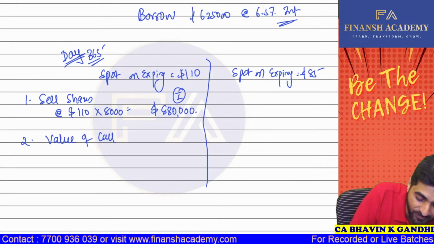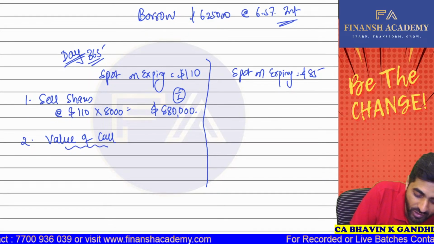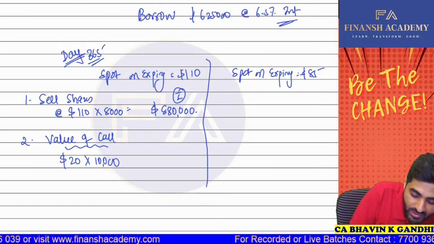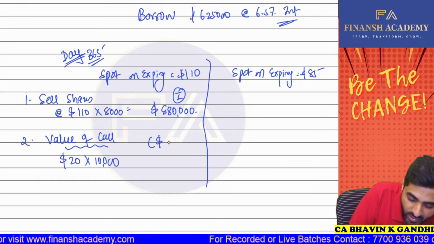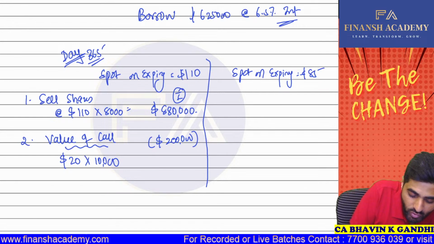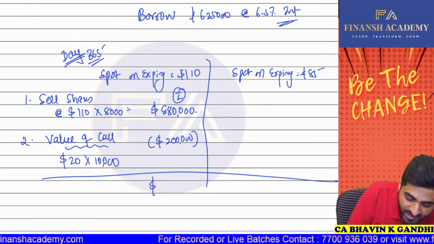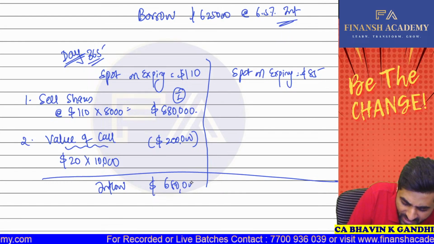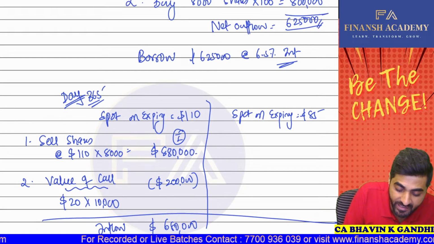So what is the loss for you, my dear students? Value of call is $20 multiplied by 10,000. So that is why the loss for you is $2 lakhs. Now you must be wondering, okay, sir, still we are having an inflow of 6,80,000. Yes, I'm okay with this. There's an inflow of 6,80,000.